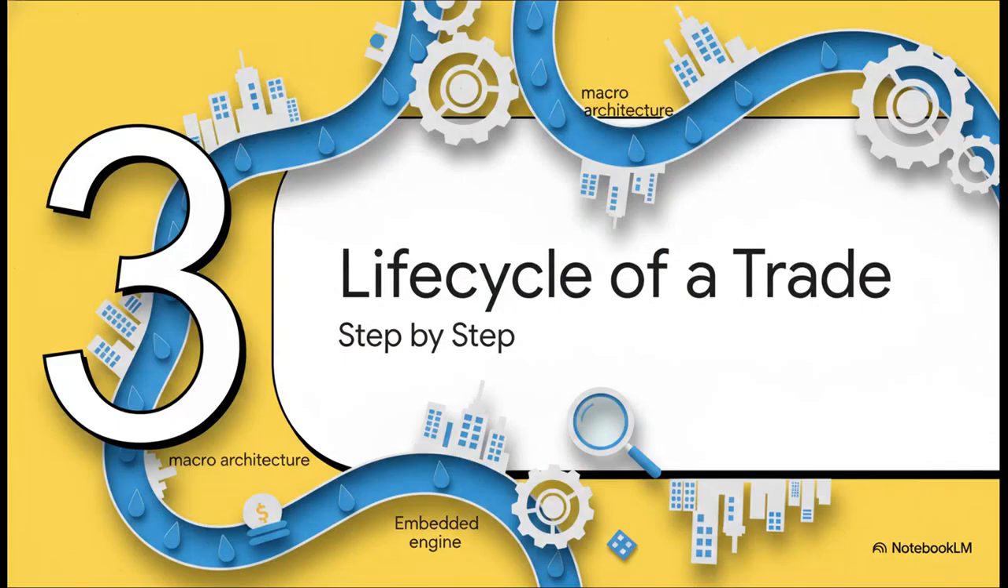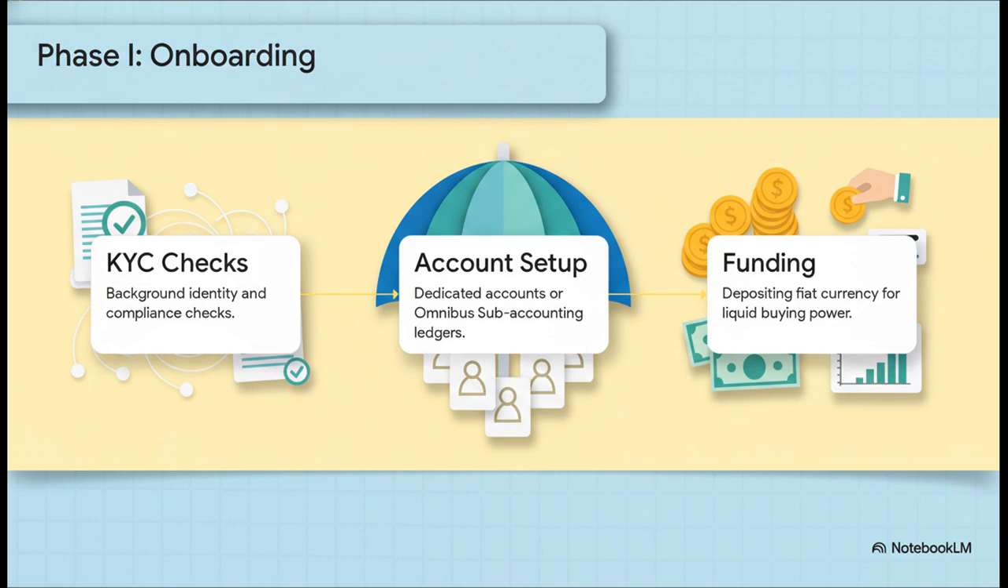So how does that look in practice? Let's get into Section 3, the life cycle of a trade. We're going to zoom all the way in from the macro architecture and watch a single drop of water flow through these pipes. Let's track a simple $100 retail market order for a digital asset.